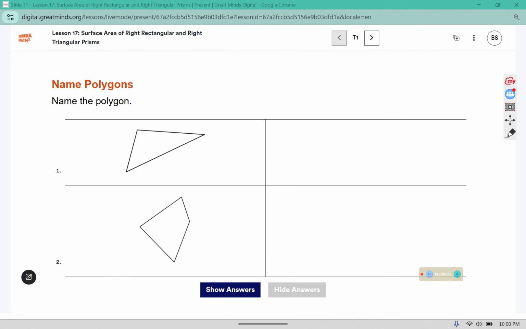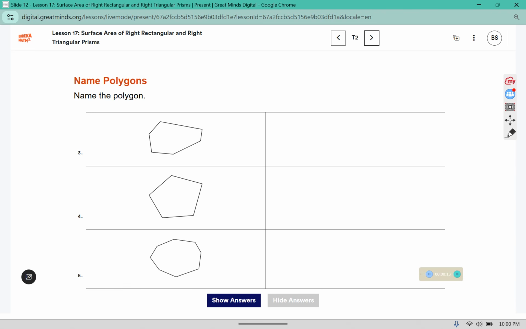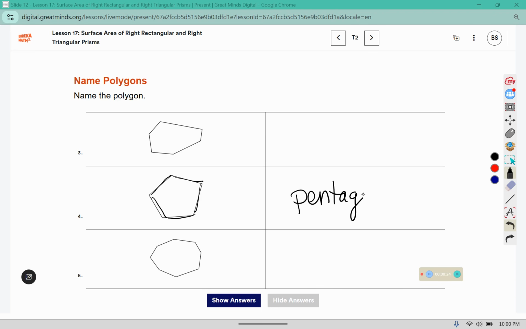Name the polygons. So there's a couple on this slide, and then there's a few on the other side. So I'm going to give you a minute to name these. Here, this one has 1, 2, 3, 4, 5 sides. So this one is called a pentagon.